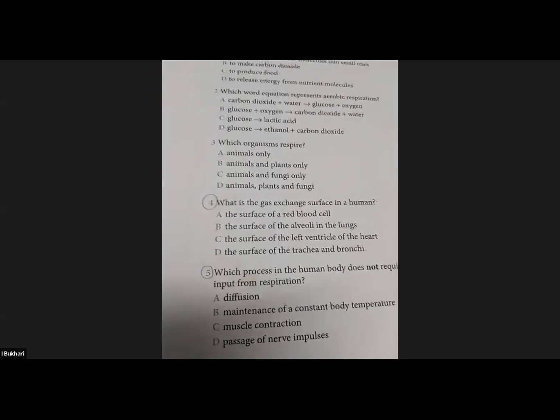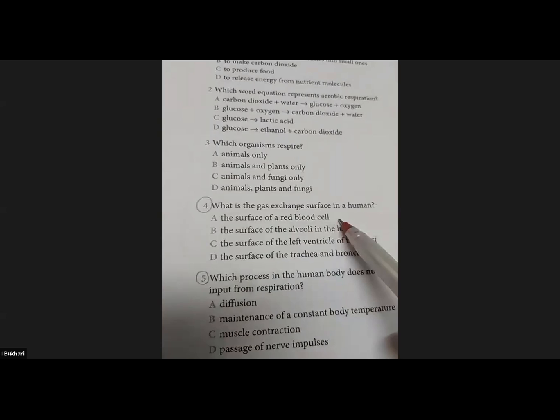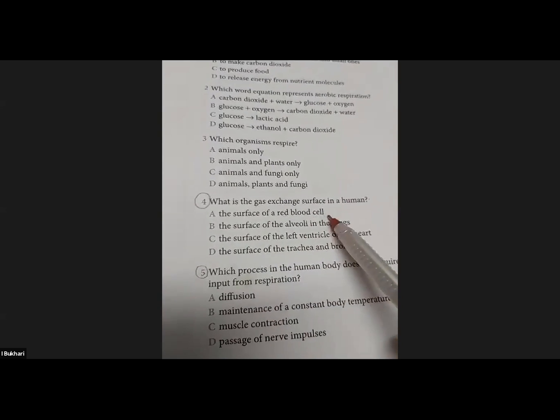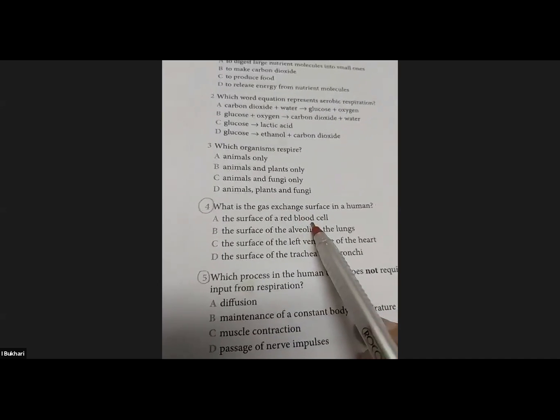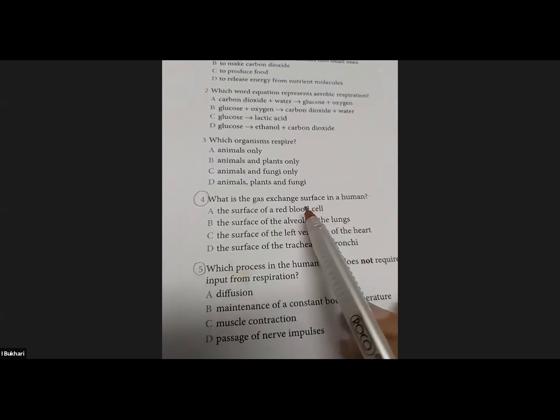B. Yes, B is the correct answer. Why are the others wrong? Huda Chishti, why did you say D? Okay, let's discuss the wrong options. Why are they wrong? The surface of a red blood cell. Now, at the surface of a red blood cell there is gas exchange going on. Yes, that's true. But that is not the site where the gases are entering or leaving the body.